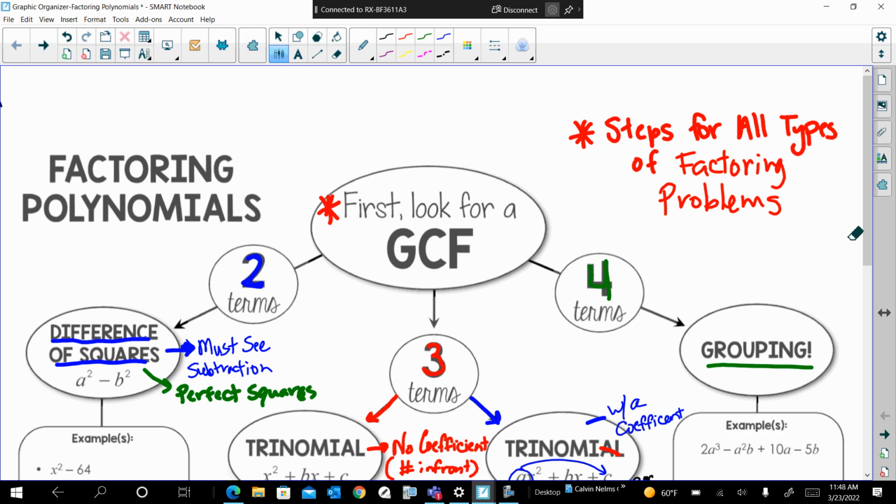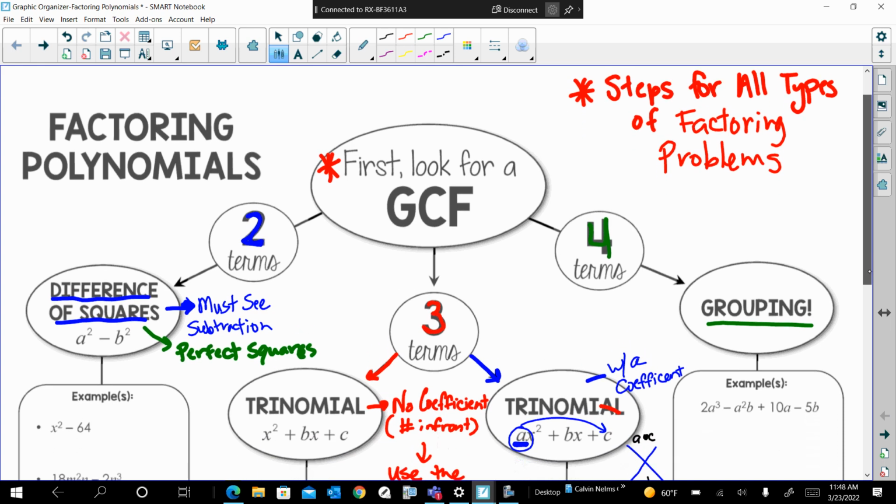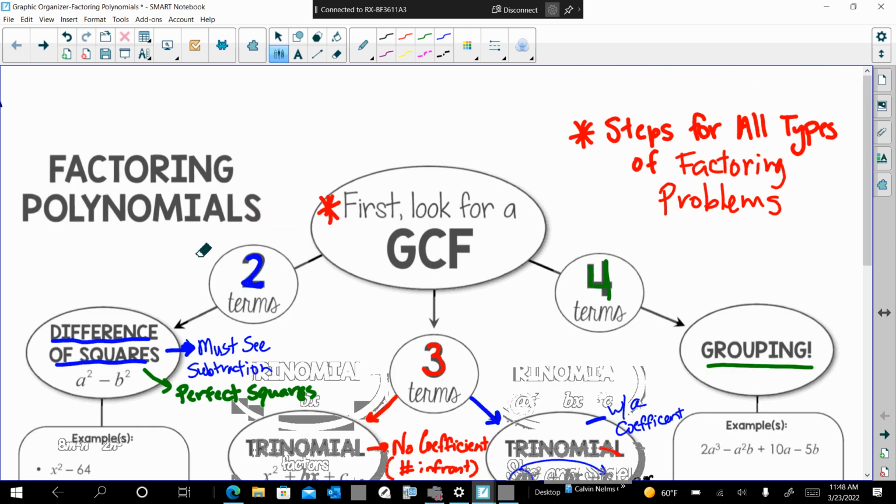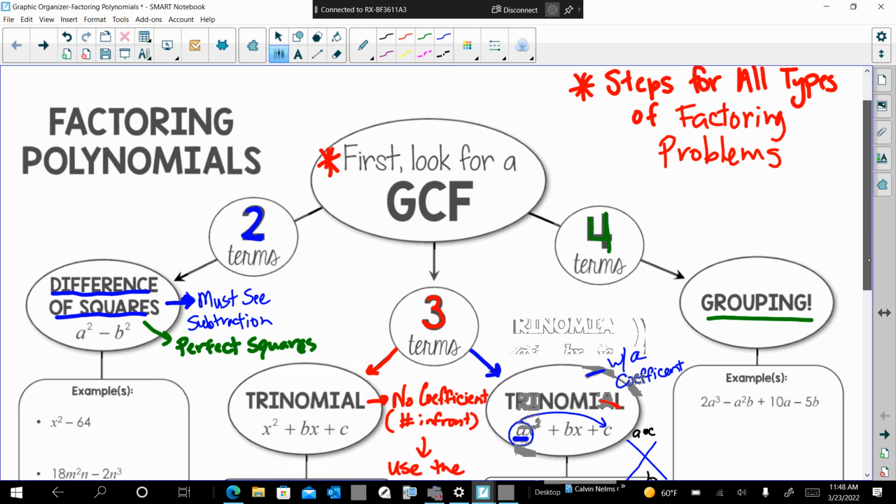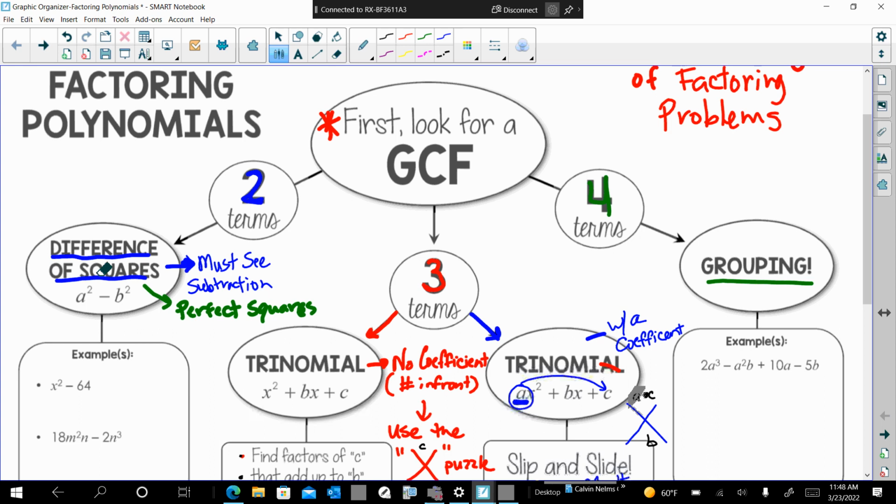I don't care if it's a difference of squares, a trinomial, or grouping. Okay, so you always look for a GCF first. So these are steps for all types of factoring problems. If I'm talking about two terms, I'm going to scroll up just a little bit. The difference of squares, I kind of underlined that here. The key to this is that you must see a subtraction and you have to have perfect squares. That means you have to have an exponent of 2.